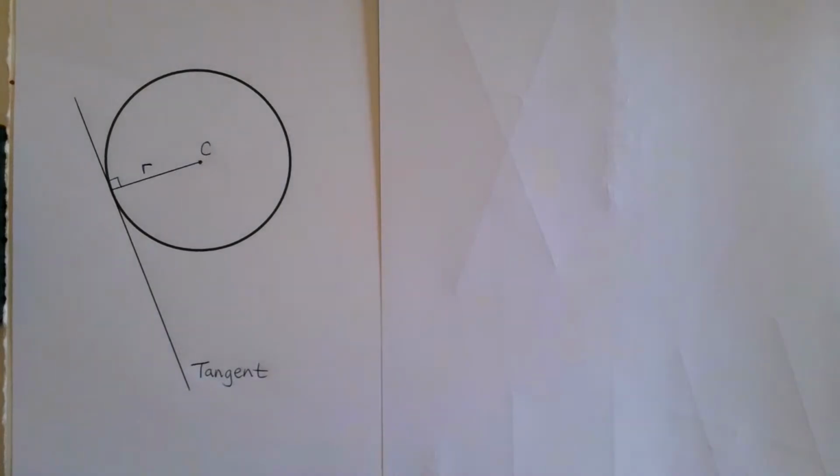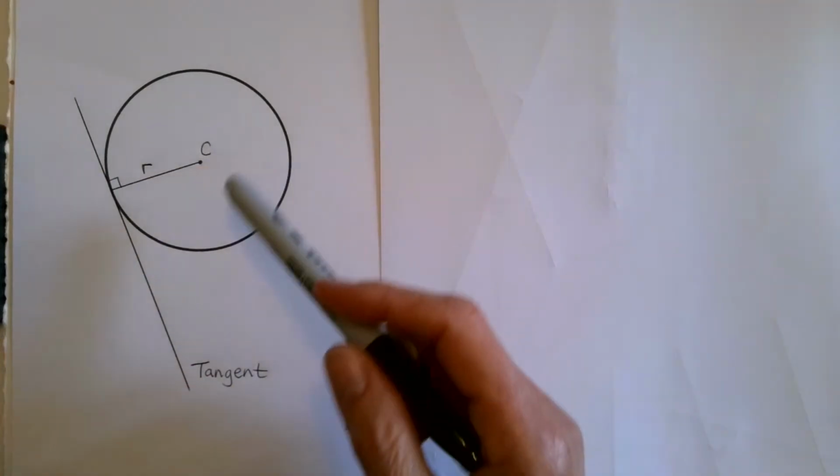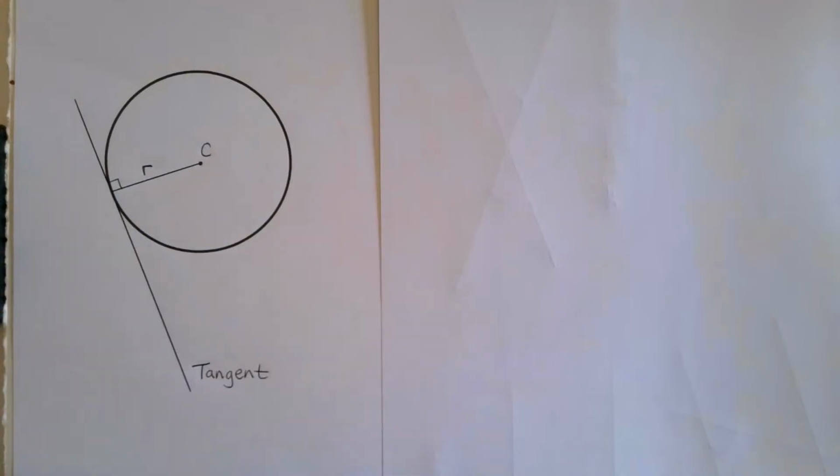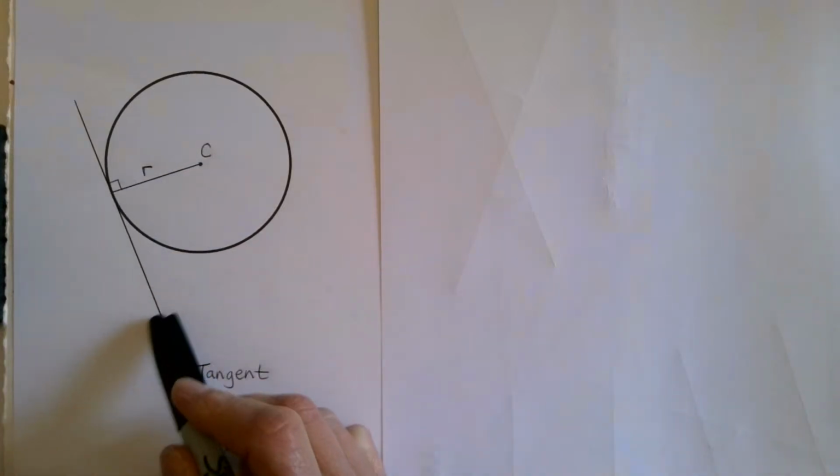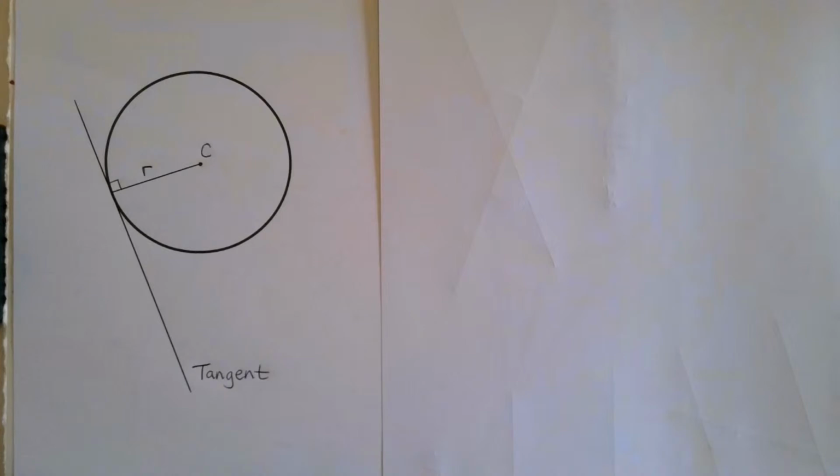Okay, so I've shown the centre of the circle as C and the radius as R, and then drawn a tangent to the circle. So whenever you draw a tangent to a circle, it just touches the circle, and you can see it meets the radius at that point at right angles. So that's really important, that when you've got this situation, the angle between the radius and the tangent is 90 degrees. So that can be really important.